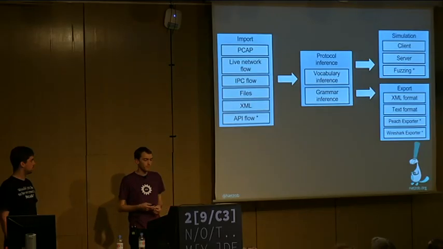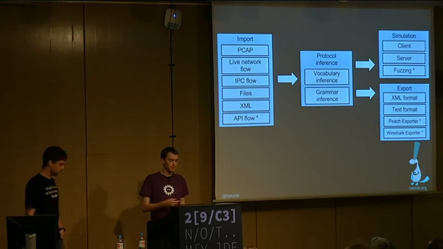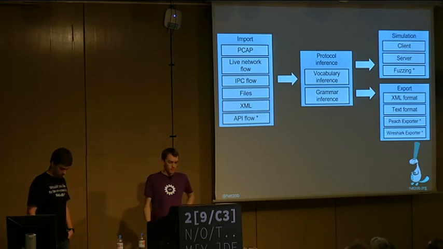So this is the big picture of NetZob, its architecture. It has four main components. The first one is the import component, so we have capture and importers. You can capture network flows, IPC, inter-process communication flows. You can import files, XML files, and you can also capture API flows, I mean API flows that are taken from the SPI project. So we handle those importers.